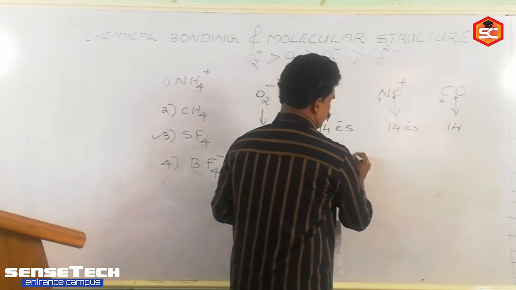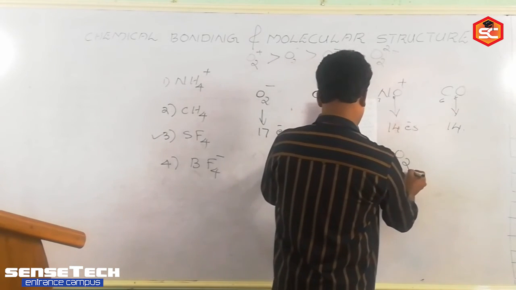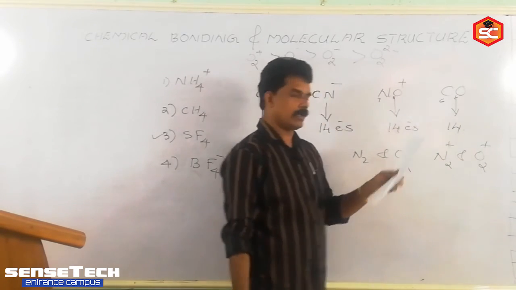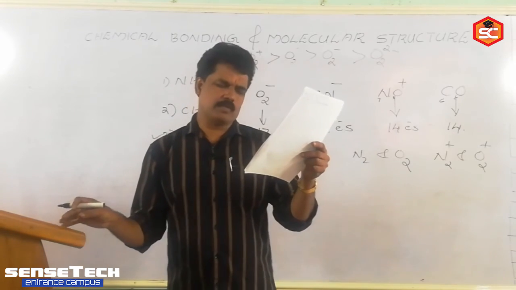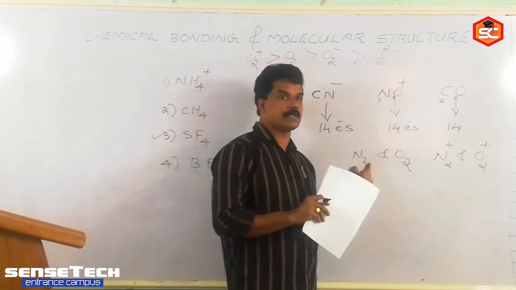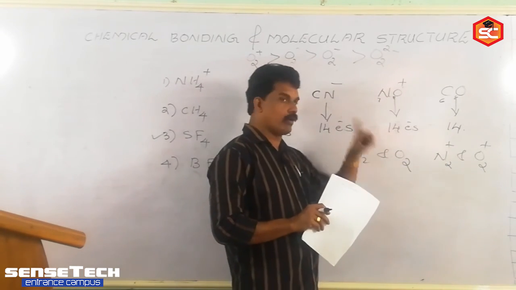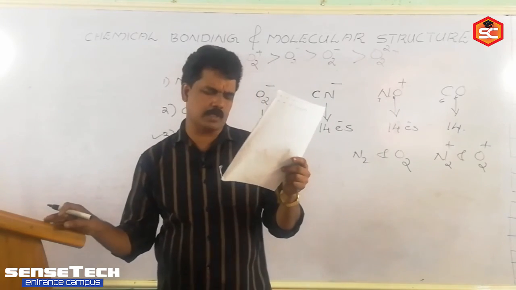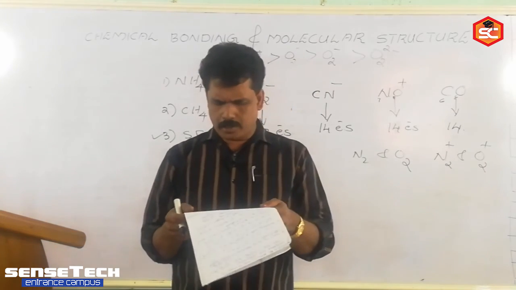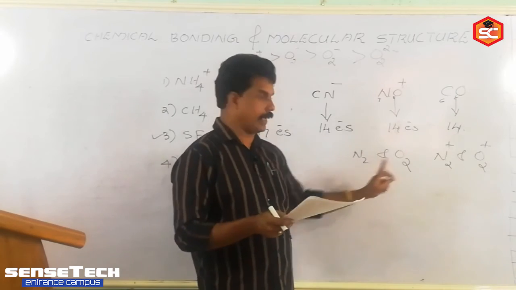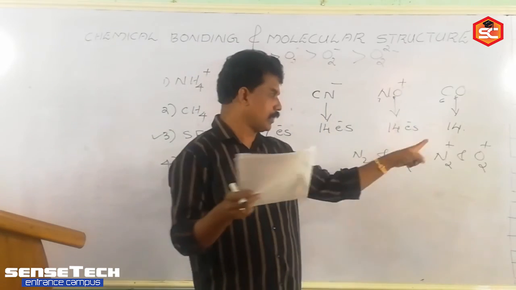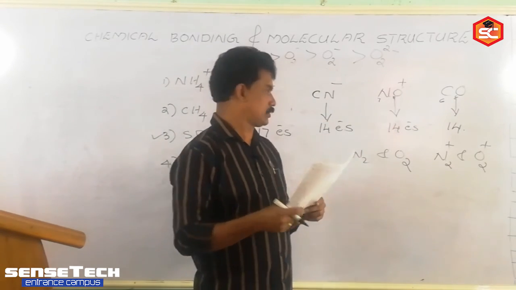Then the next question: N2 and O2 are converted into N2 plus and O2 plus. Which of the following statements is wrong? Nitrogen and oxygen are converted into N2 plus and O2 plus. You have to recollect the N2 MO configuration and the O2 MO configuration. The first option given is: in N2 plus, the NN bond is weakened. Then the second option: in O2 plus, the OO bond order increases.